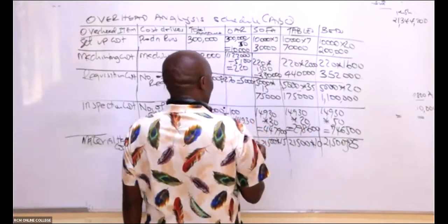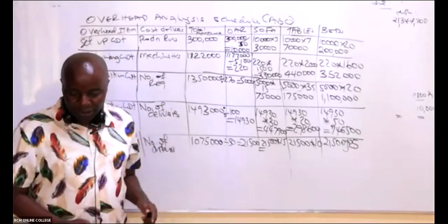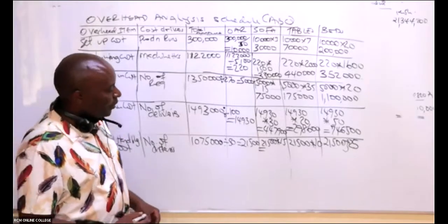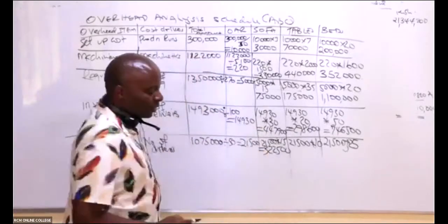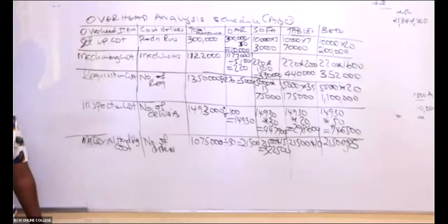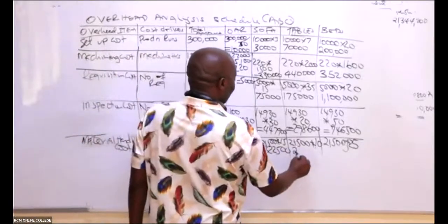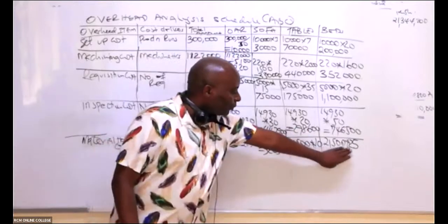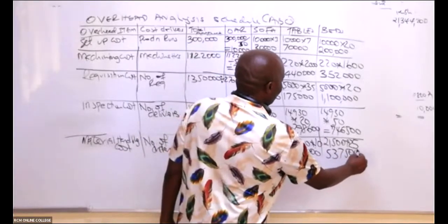So give me the total amount here now. Sofa sets after multiplying, what shall we be able to get? 322,500. Thank you, Jennifer. Tables, 215,000. Then lastly, what do we have there? 537,500. Thank you so much.